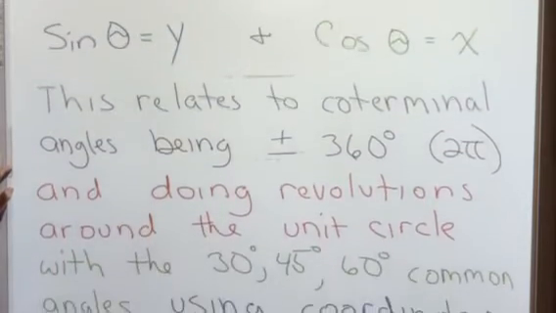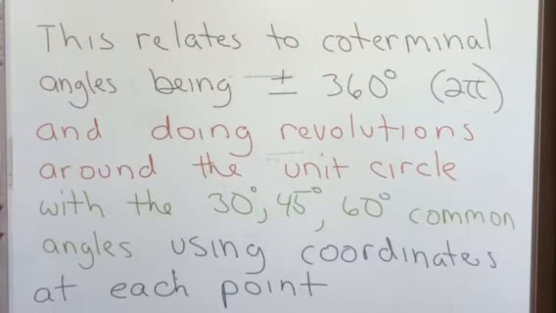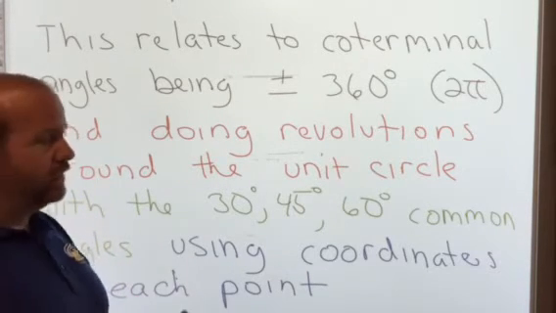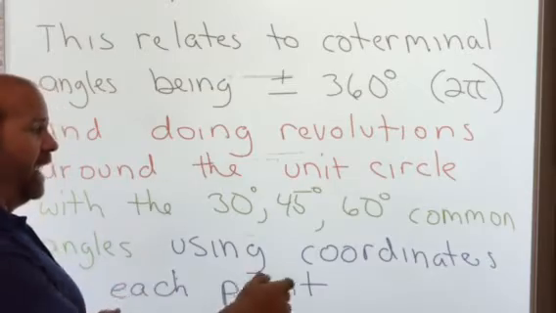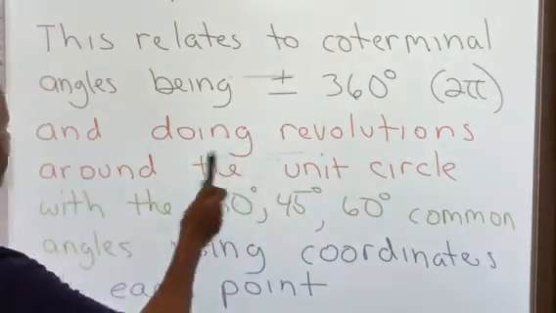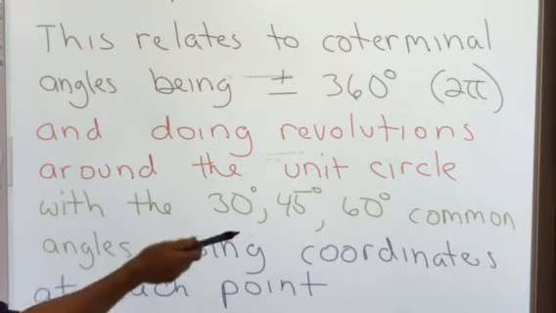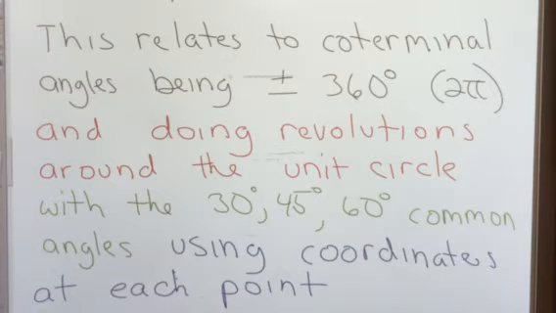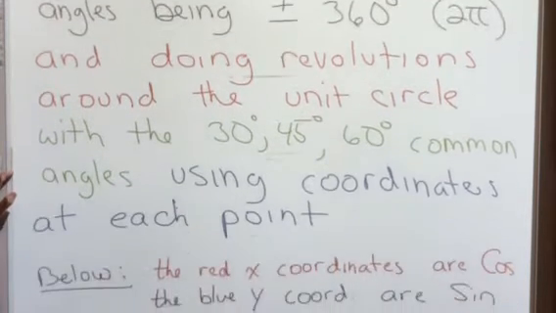This relates to coterminal angles being positive or negative 360 degrees or positive or negative 2 pi around the origin, right? Multiples of 360 degrees or 2 pi in a positive direction or in a negative angle direction, right? And doing revolutions around the unit circle with the 30, 45, 60 common angles using coordinates at each point. Okay, so let's take a look at that picture.